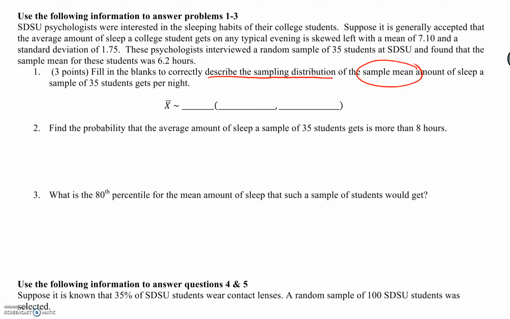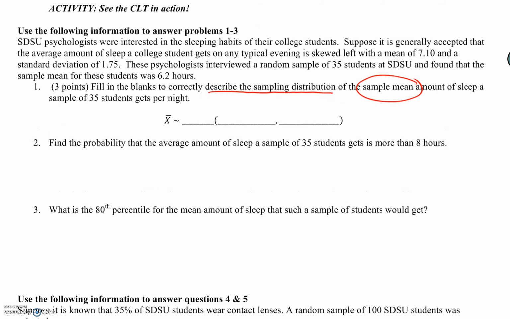So let's go ahead and read the blurb up at the top, see what we were given. Okay. As TSU psychologists, we're interested in sleeping habits of college students. Suppose it is generally accepted that the average amount of sleep a college student gets on a typical evening is skewed left, that's important, with a mean of 7.10 and a standard deviation of 1.75.